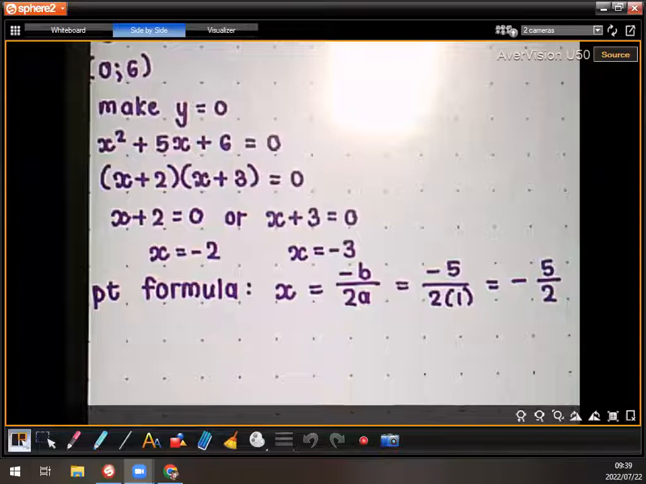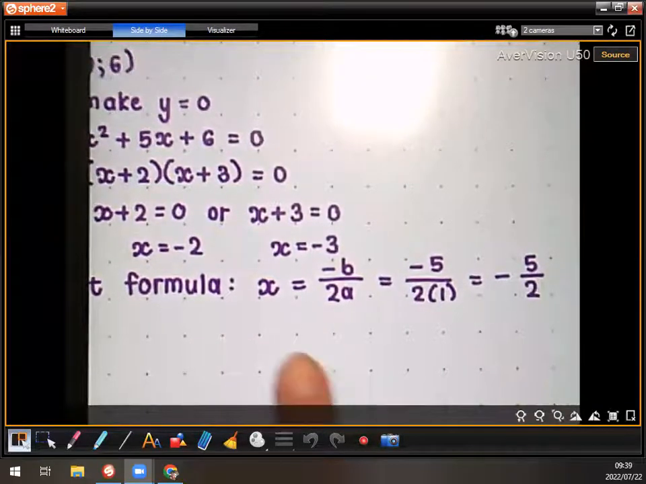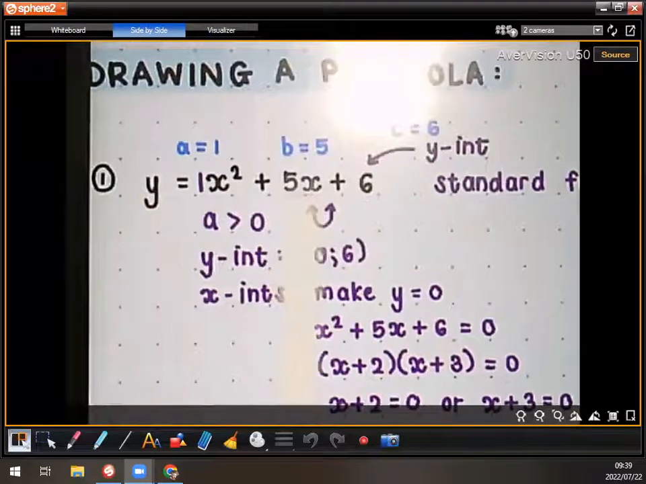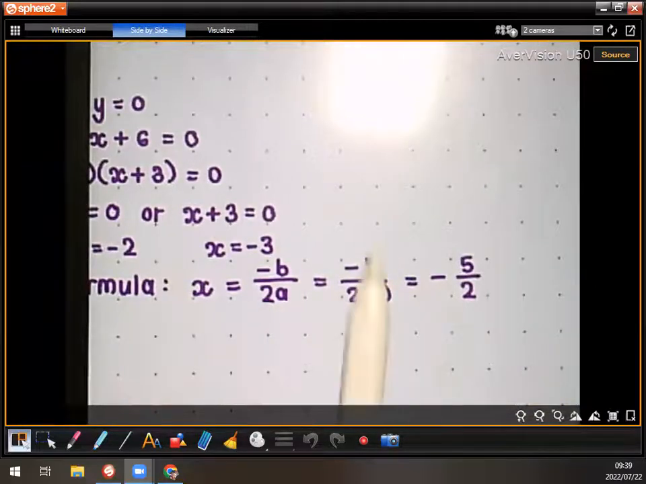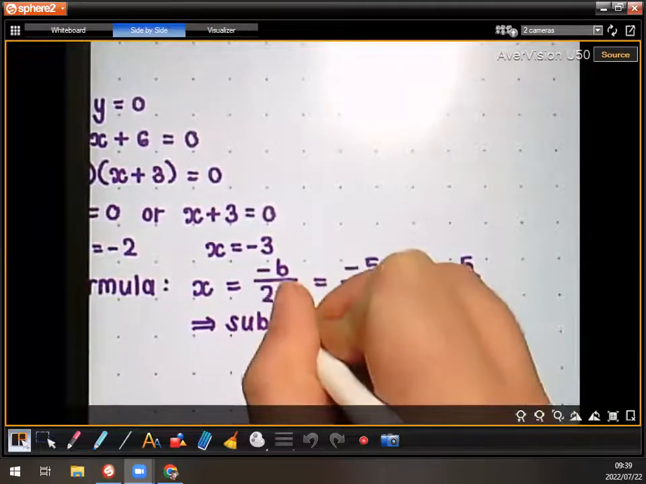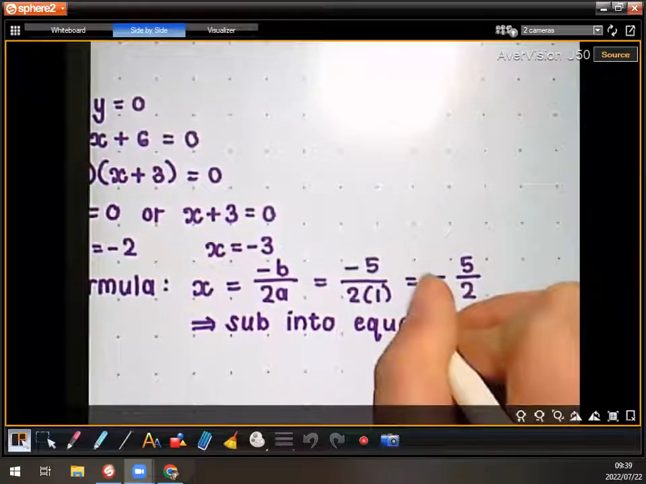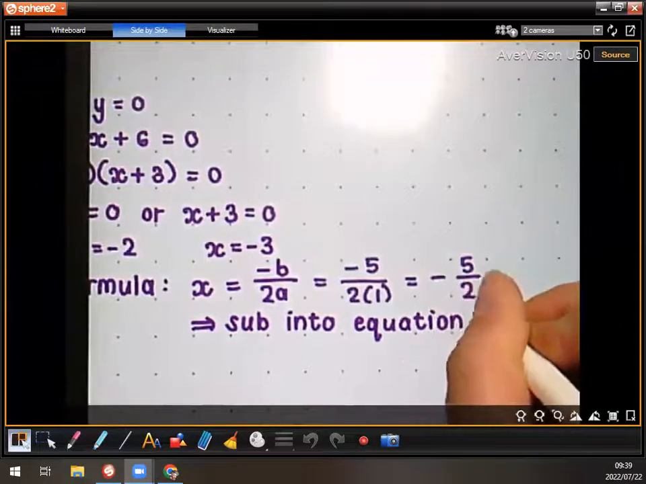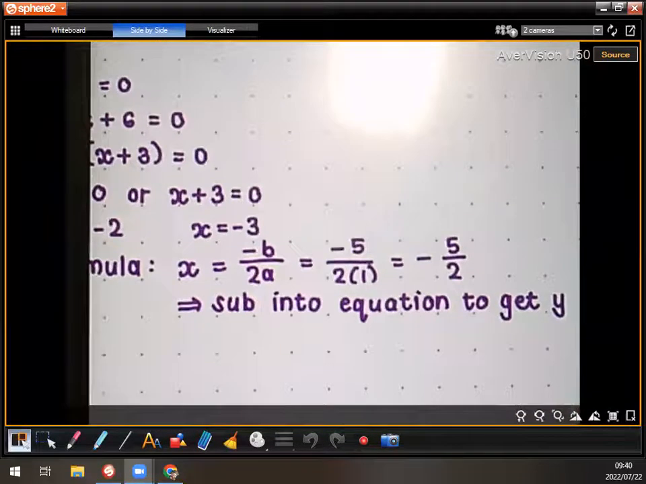Now, remember, a point has an x and a y value. So we still need to find the y value as well. So once you found your x value, you're going to take this x value and sub it back into the equation of the graph. That will give you the y value. So I'm just going to write here underneath the turning point formula: you get your x value, then sub into equation to get y.